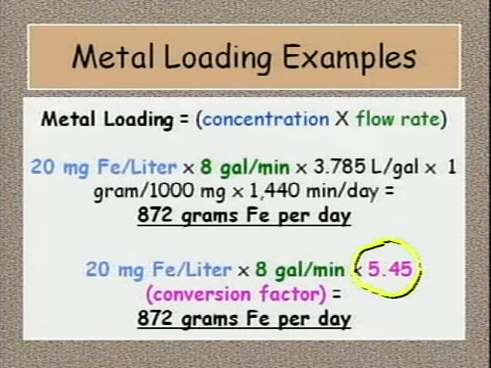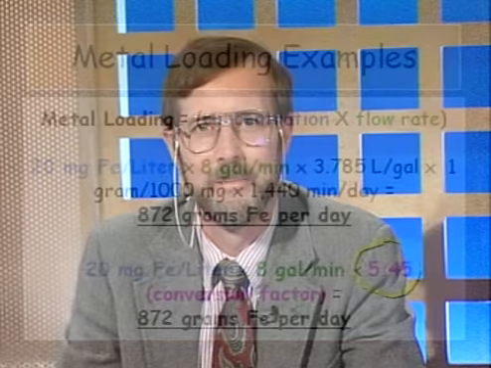So, how can we use this information? We've got 872 grams of iron per day. If the ARD in this example had enough net alkalinity, a constructed wetland based on a standard rule of thumb would yield a design footprint of about 1,000 square feet. So if the loading were 10 times as high, or 8,700 grams of iron per day, the wetland would need to be proportionately bigger, 10 times.